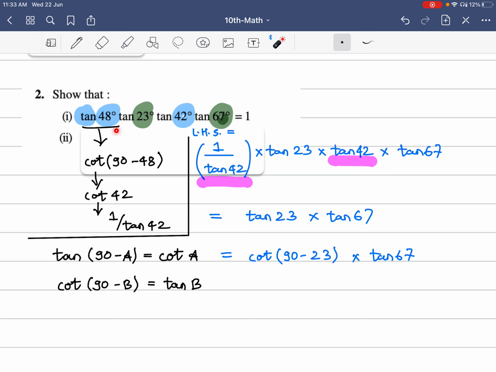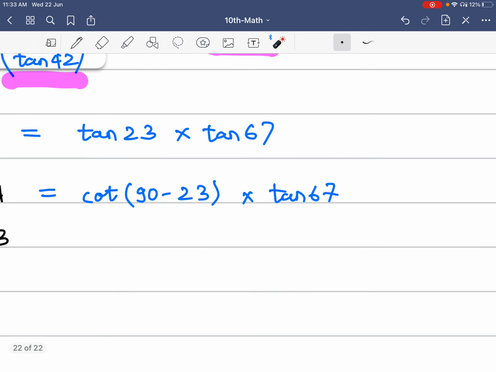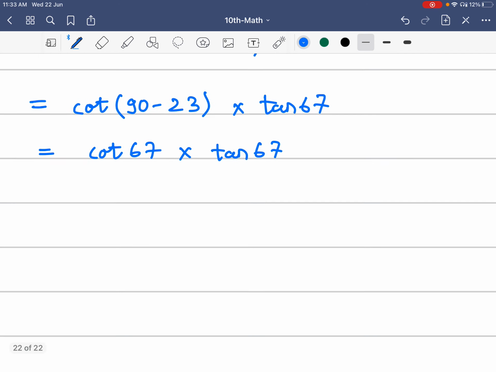So I'm going to convert this tan 23 into cot using this property. Let's continue with our left hand side expansion, and that is equal to cot of 90 minus 23, which is 67. So cot of 67 into, we have got tan of 67. But once again, cot of 67 can be written as the reciprocal of tan of 67. This is the basic definition of cot into tan of 67.